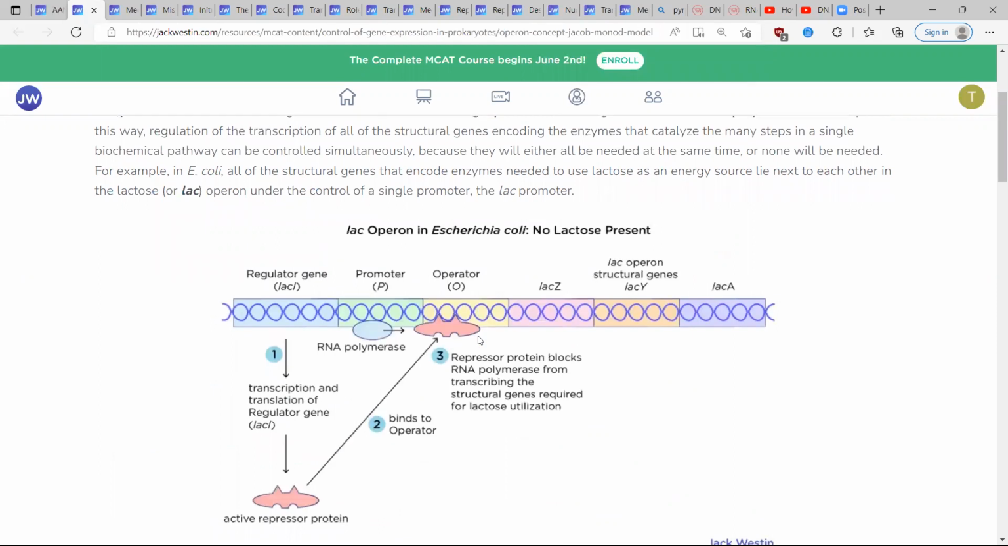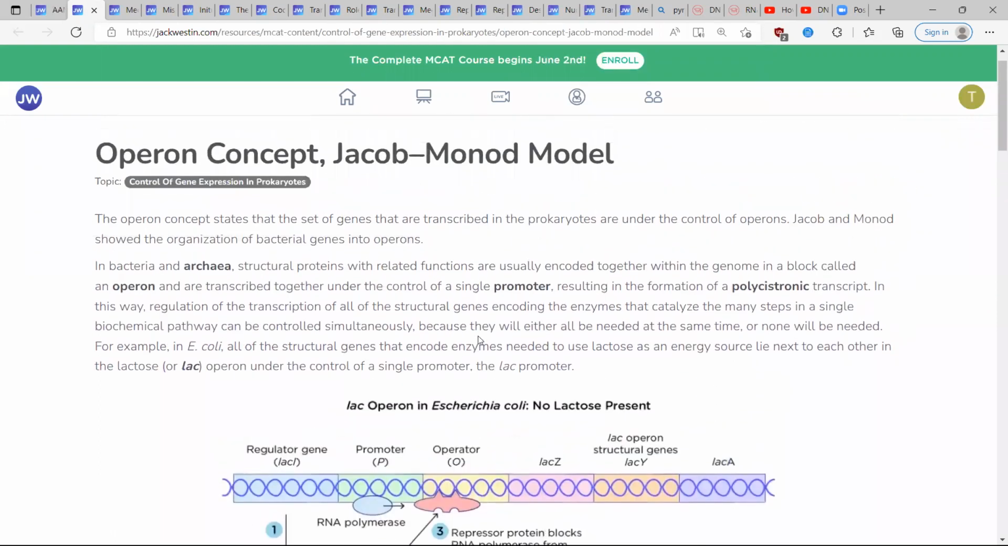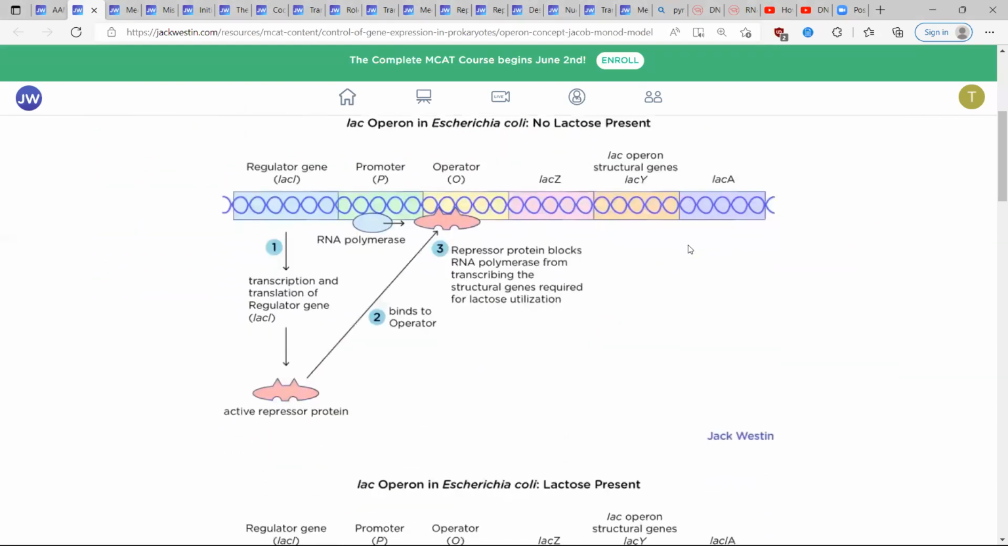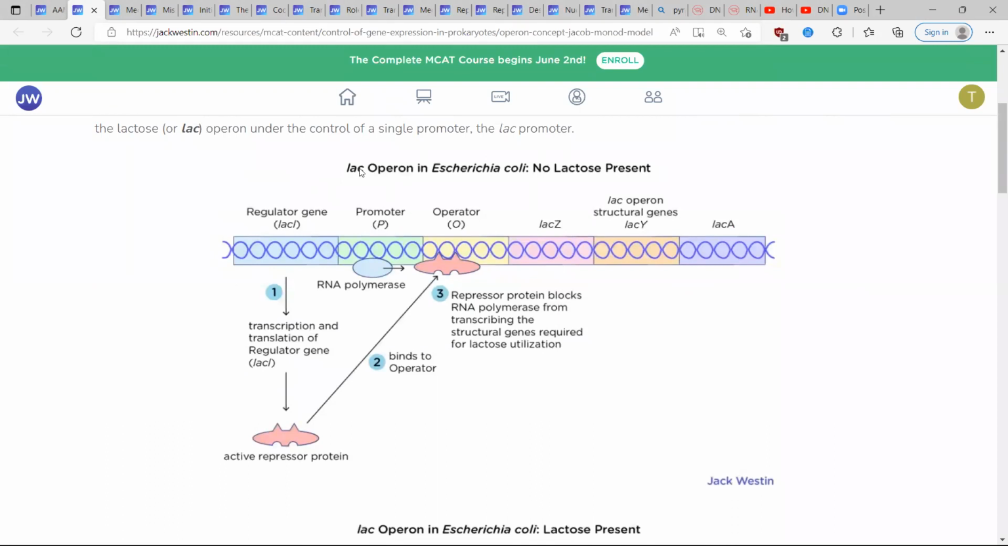So this is an example of an operon. And an operon is like a model of how prokaryotes are controlling and regulating their transcription. And so how this works is, this is a lac operon. If there is no lactose present in the environment, it creates this repressor protein that binds to the operator zone.